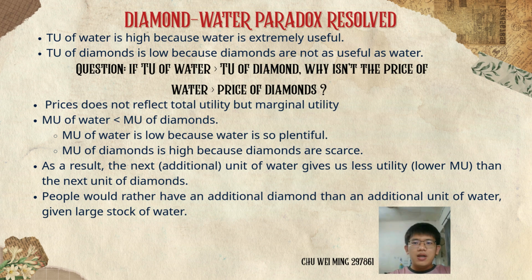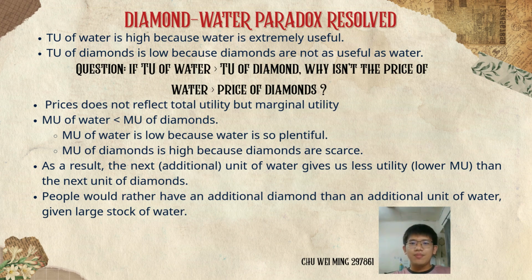In the diamond-water paradox, the total utility of water is higher than that of the diamond because water is extremely useful, but the diamond is not. And a question comes up: if the total utility of water is greater than the diamond, why is the price of water lower than the diamond?